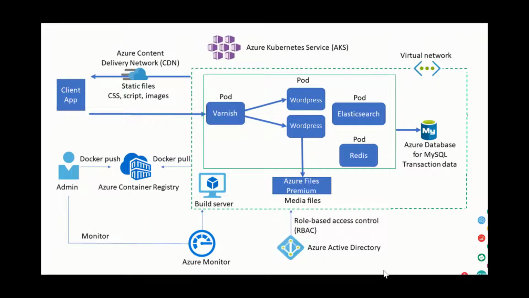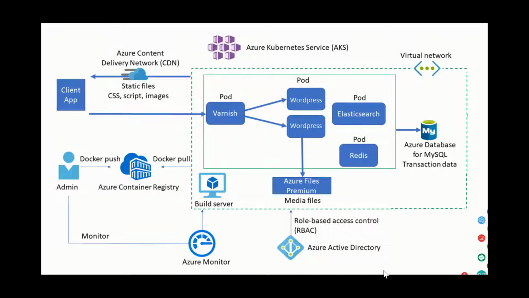WordPress is an open source platform written in PHP. In this example, you can see how WordPress can be built into a modern cloud native application. In the AKS cluster, there are multiple pods as you can see. One is for Varnish, one is for Redis, one is for Elasticsearch. It also creates a virtual network to deploy these agent nodes in. You can have your Azure database for MySQL in the same virtual network when you're using flexible server.